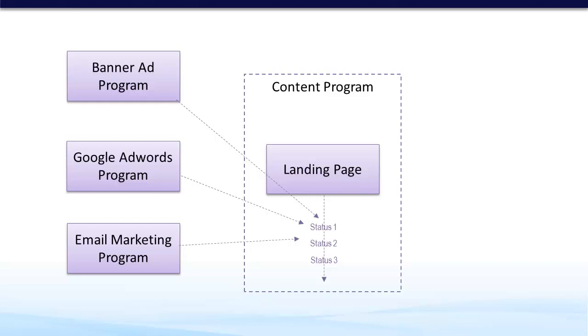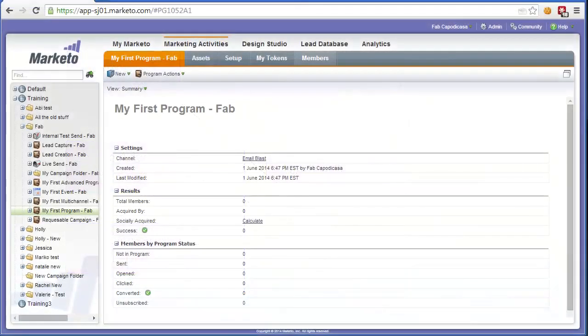So the banner ad program would need to be monitoring that. And as soon as it becomes registered in the content program, it would need to update its own status to success to correctly get the credit for that particular lead progressing through the content program and registering. In this section, I'm going to show you how a program can monitor the progression of a lead through another program and update its own status.